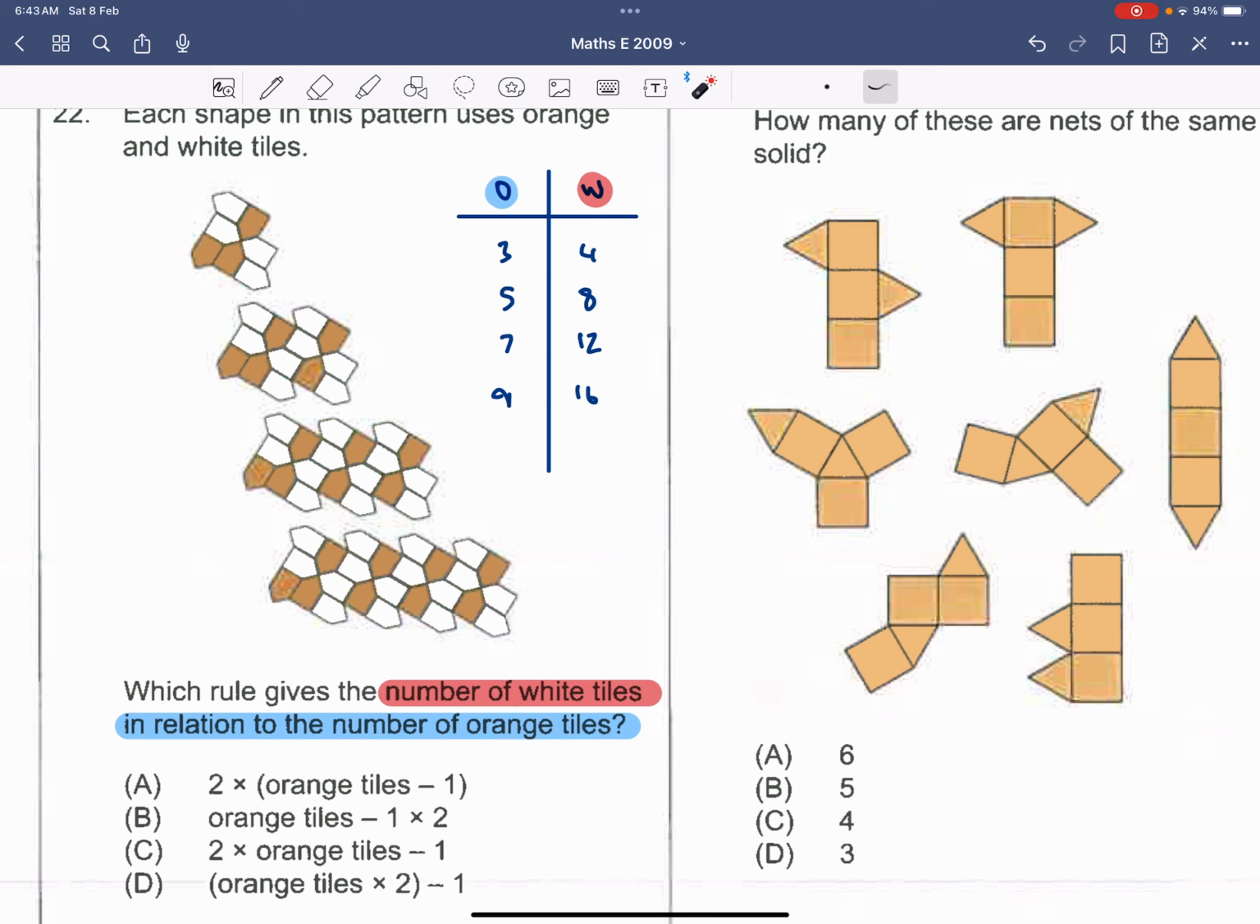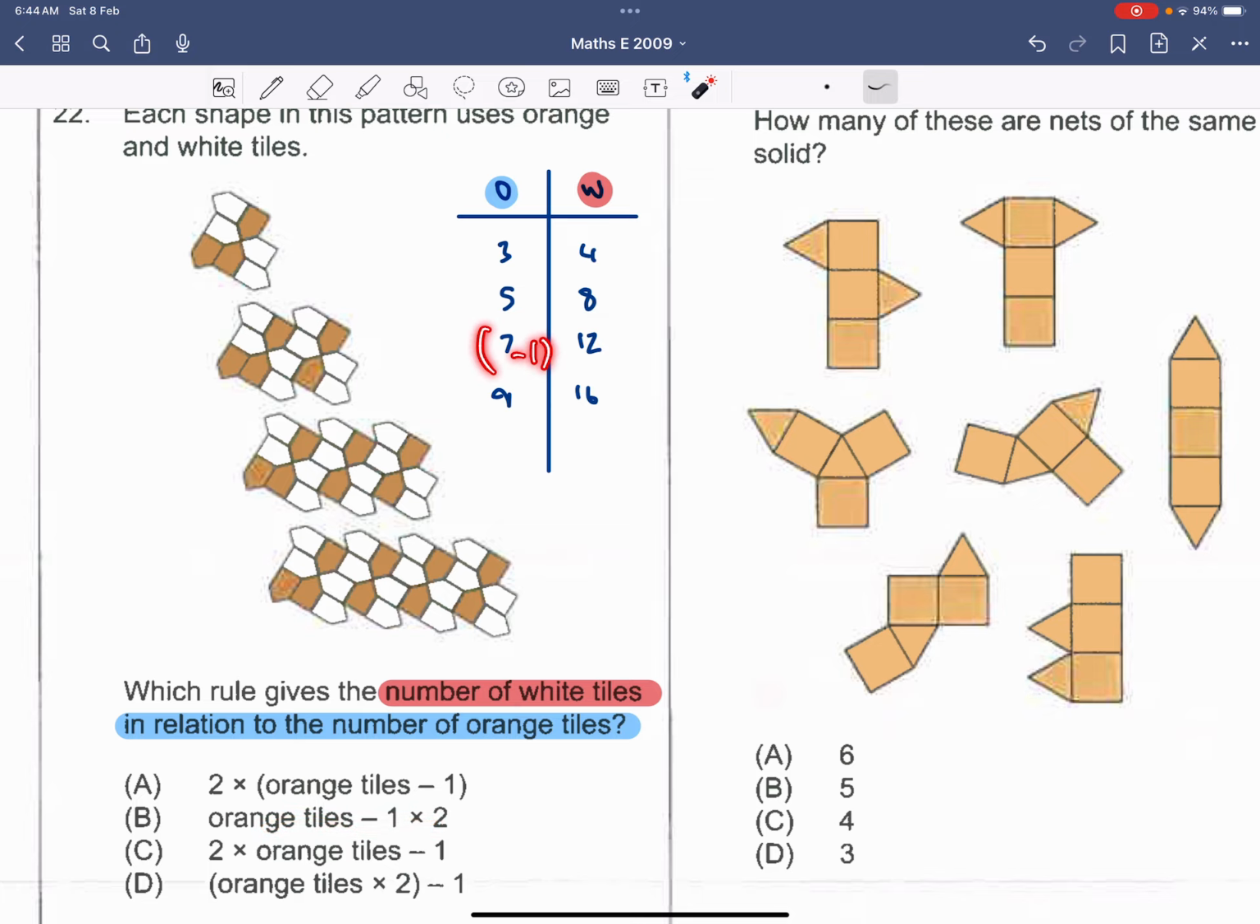Let's check another one. 5, what do we have to do? Orange tiles take 1, so 5 take 1 is 4. 4 times 2 is 8. 7 take 1 is 6. 6 times 2 is 12. This rule seems to be working. So we do orange tiles take away 1 and then times it by 2.